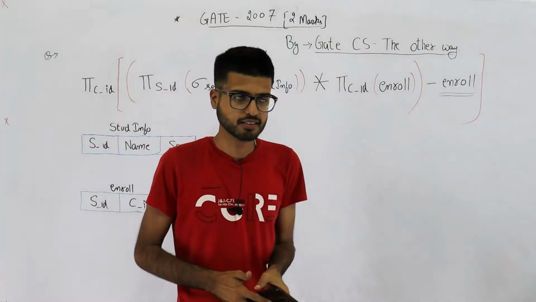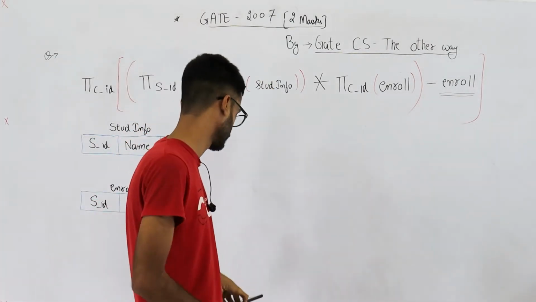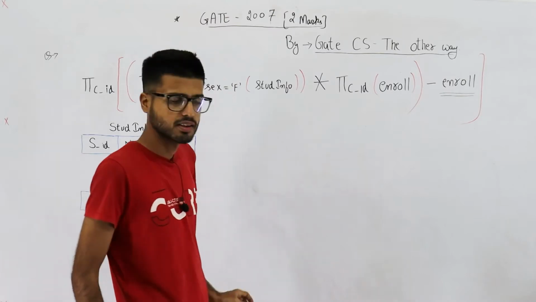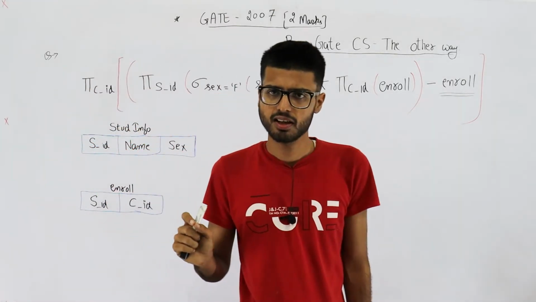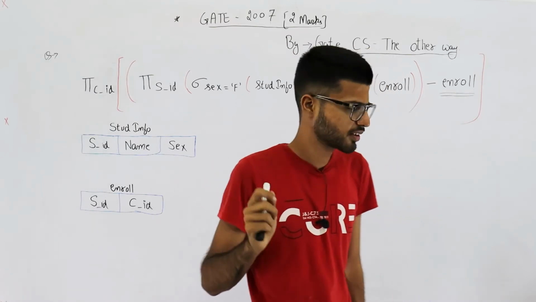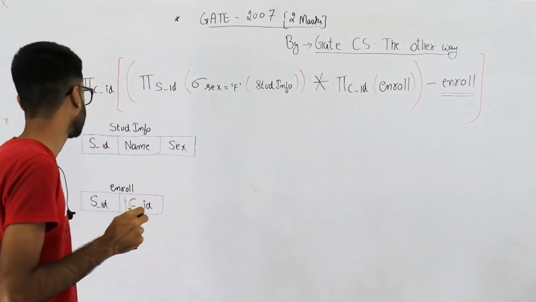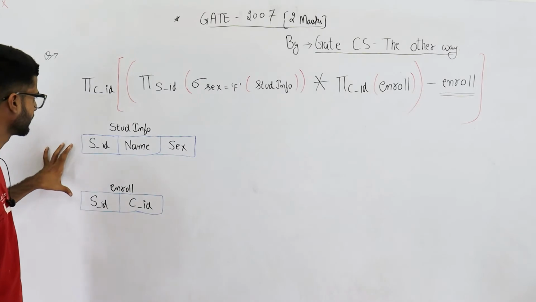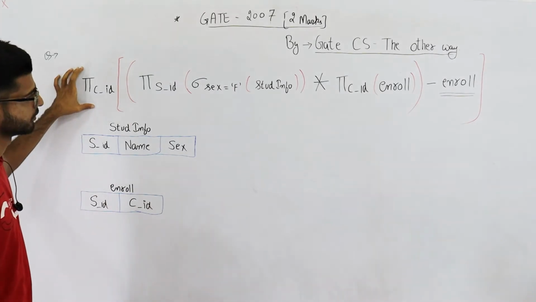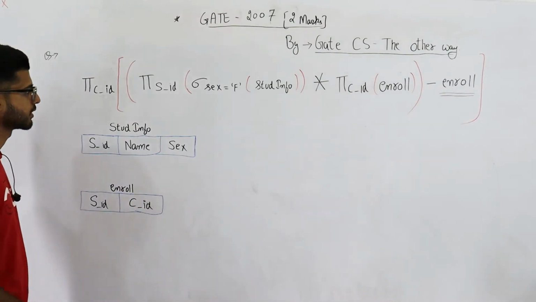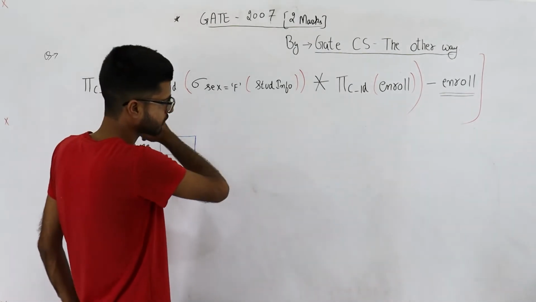Hello there students. So this question was asked in GATE 2007 exam. It's a 2 marks question and is a bit lengthy question. The statement as well as its solution is a bit lengthy. Anyways, what you are given is these two tables and this relational algebra query. They are asking what will be the result of this query.